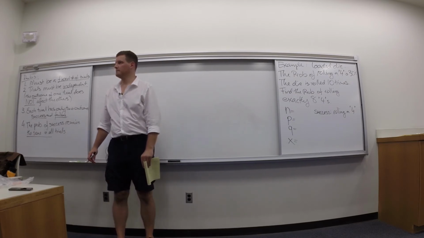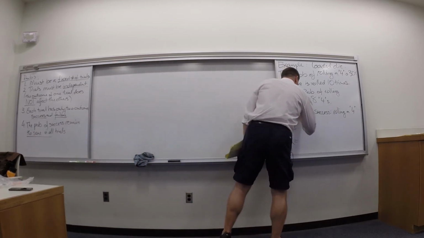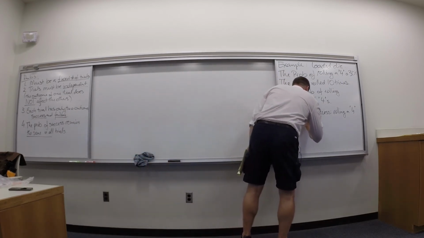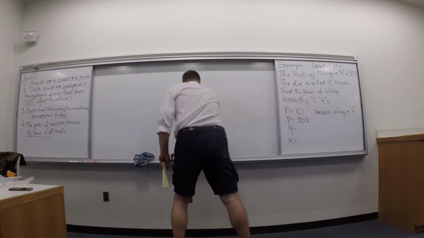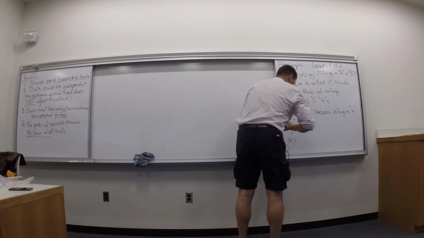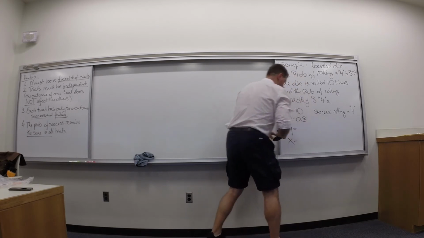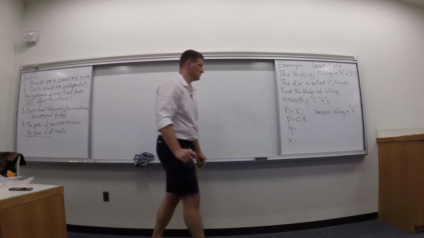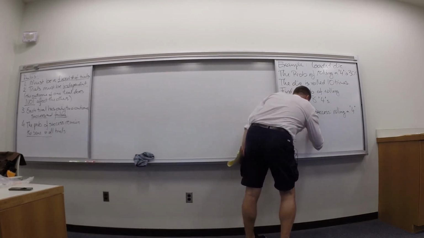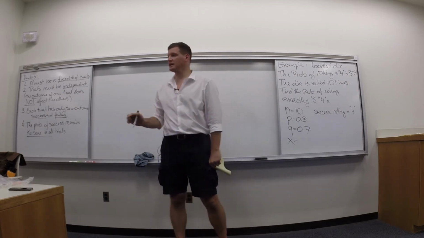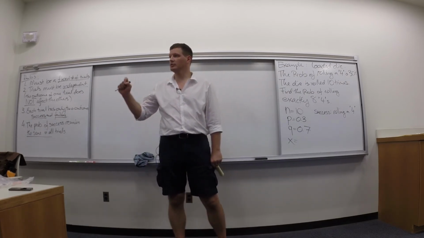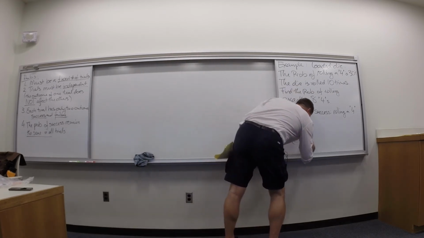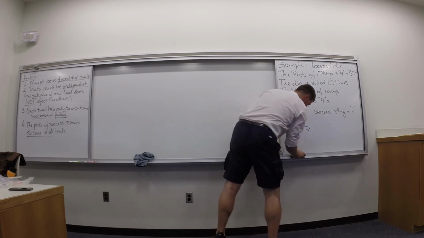How many trials are we going to run? 10. What's the probability of a single success? 30%. And I'm not going to do 30%, I'm going to go 0.3. What's the probability of a failing outcome? 0.7, right? Because together they have to be 1. What's X? How do you define X? X we defined as the number of successes we want to get in n trials. And we want to get 8.